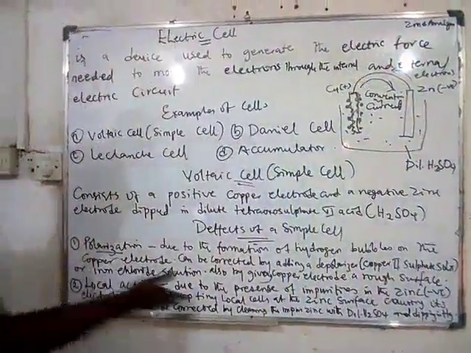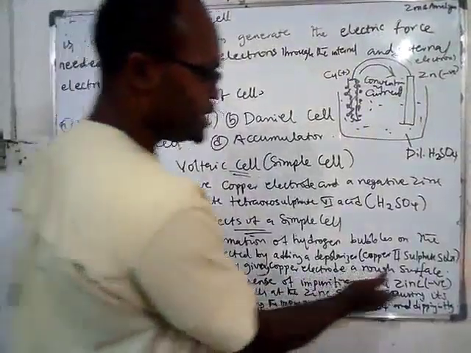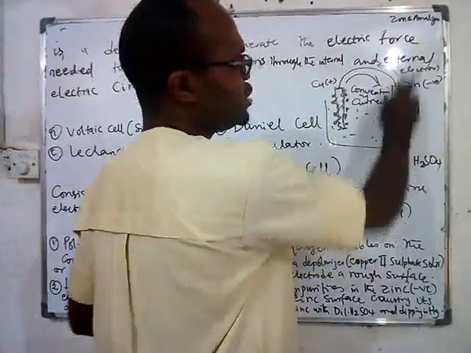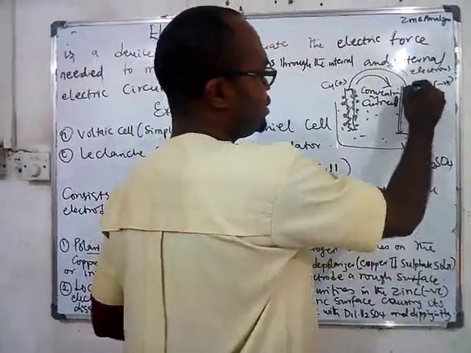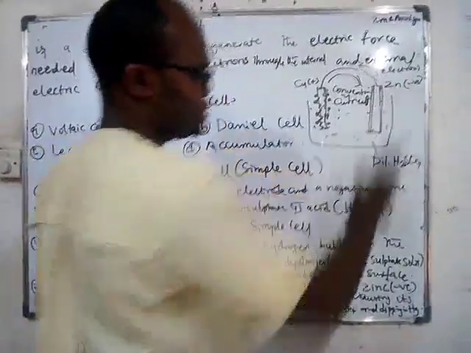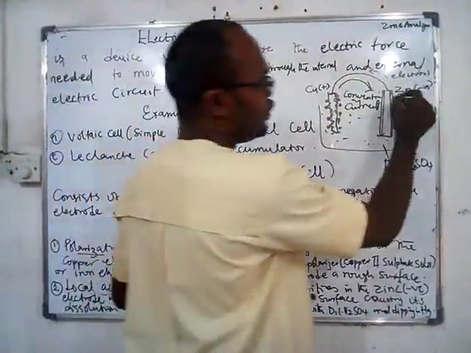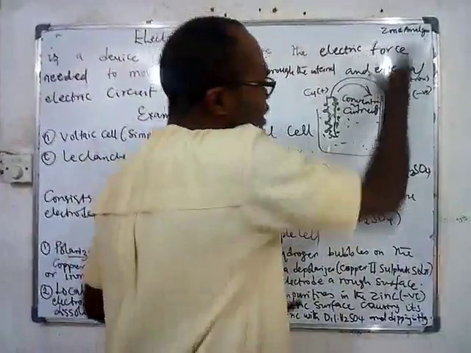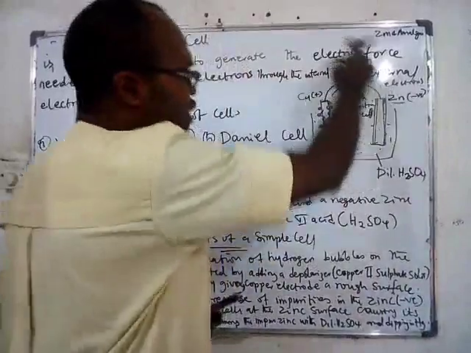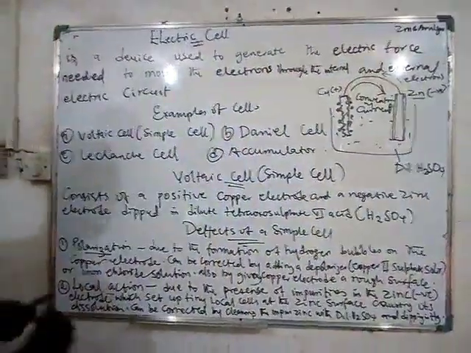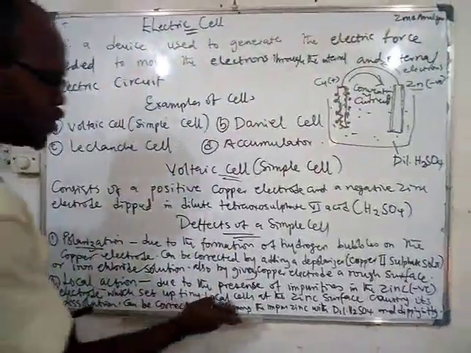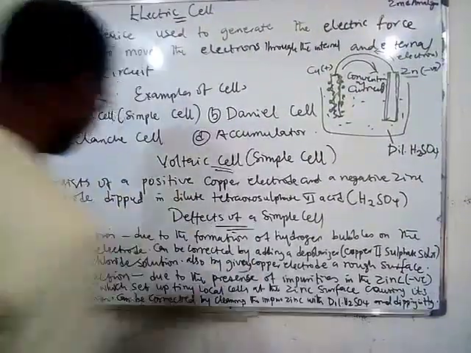So what is local action? Local action is caused due to the presence of impurities in the zinc electrode. Can you see the zinc electrode? If this zinc electrode is not pure, it will have impurities. Is that clear? And these impurities are going to create tiny cells, thereby causing the dissolution of zinc. Zinc will be dissolving. Instead of staying static and acting like an electrode, it will be dissolving. Once it's dissolving, it will cause local action.